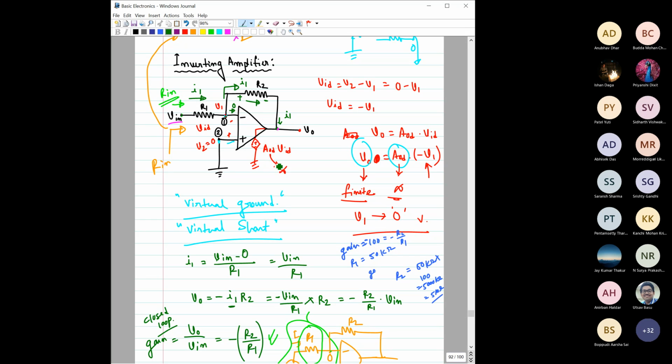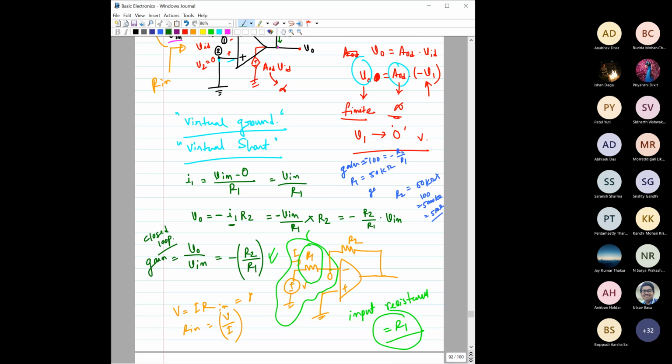So for this inverting amplifier, we have considered AOD to be infinite because it is an ideal op amp, and considering that we calculated the gain of this amplifier. This gain came out to be minus R2 by R1, and the minus sign is expected because it is an inverting amplifier, and the gain magnitude is R2 by R1. So this R2 by R1 is basically the closed loop gain, right?